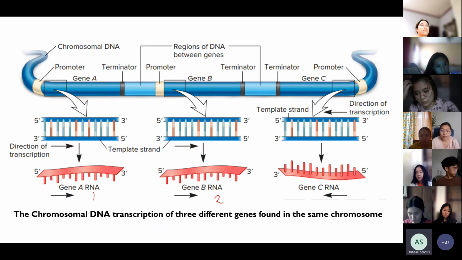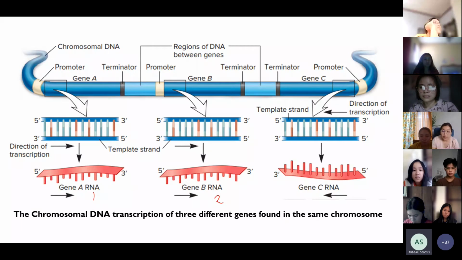By comparison, we have here gene C, which is transcribed from right to left, and the top DNA strand is used as a template. So if we take note, in all 3 cases, the template strand is read in the 3' to 5' direction, and the synthesis of the RNA occurs in the 5' to 3' direction.